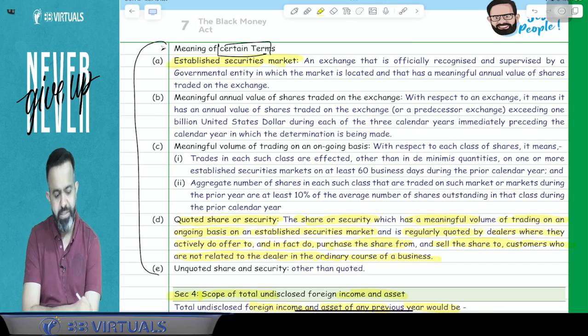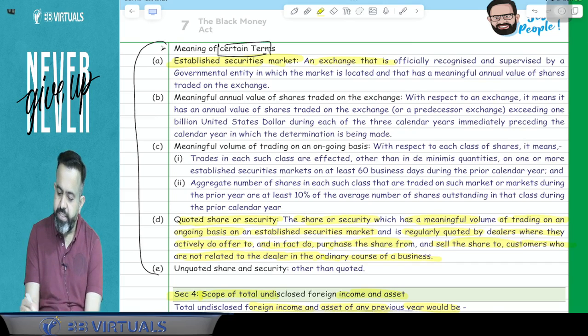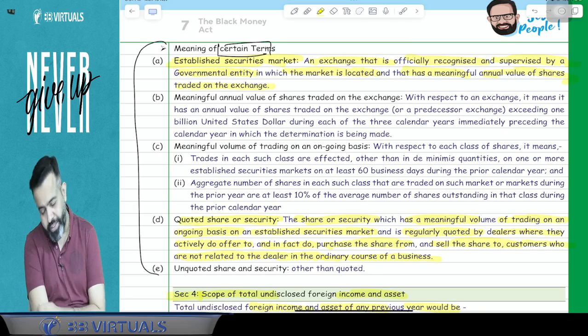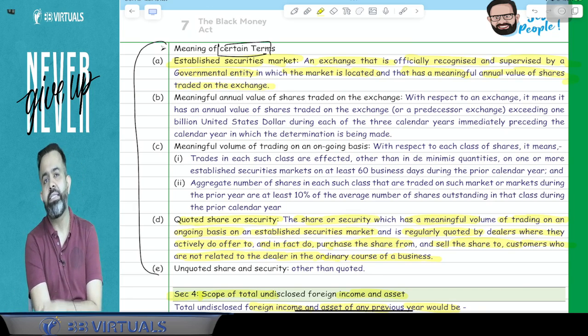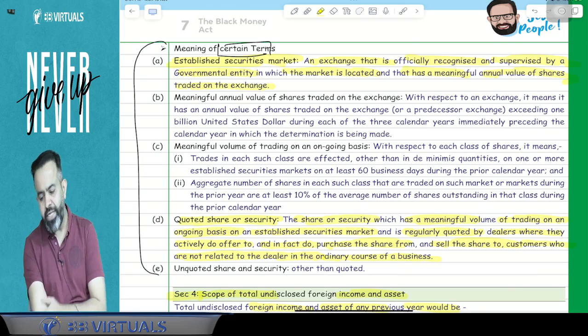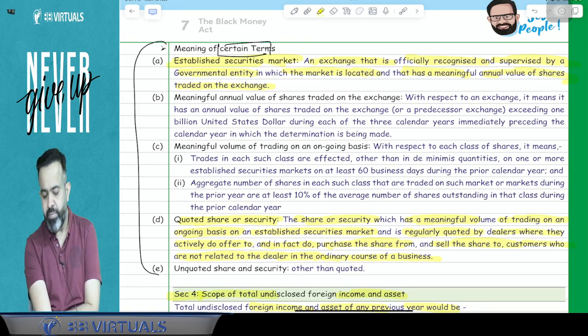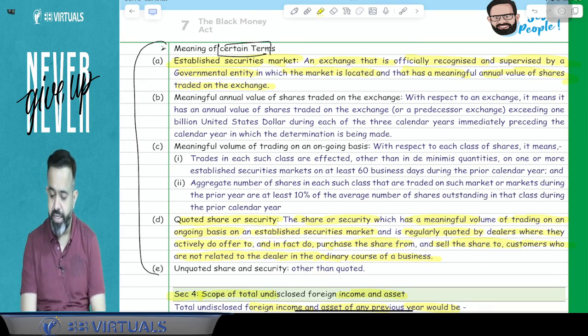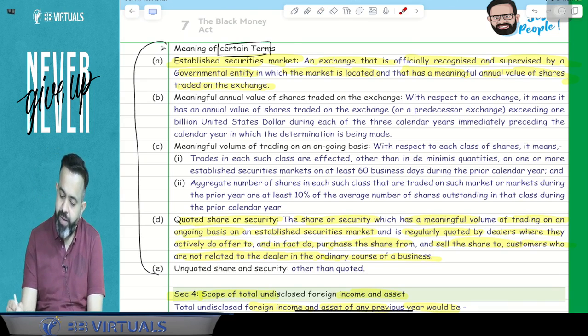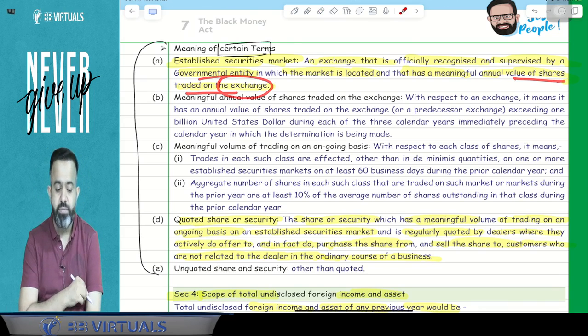Established security market means an exchange that is officially recognized or supervised by the government entity in which the market is located, and that has a meaningful annual value of the shares traded on the exchange. Now guys, it means NASDAQ. NASDAQ is located in the USA, and the USA government supervises that market. Government is supervising and officially recognizing that market. That is called your established security market, but with a meaningful annual value of the shares traded in the exchange.